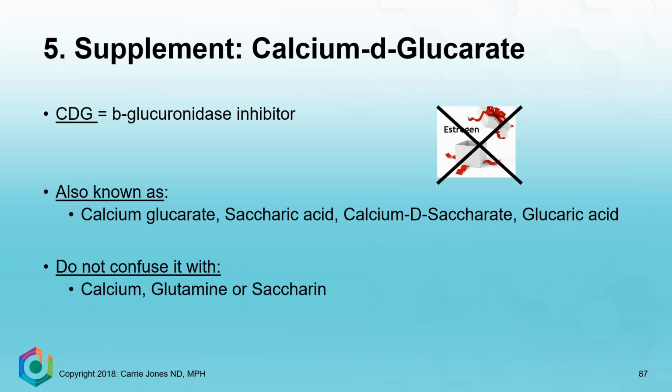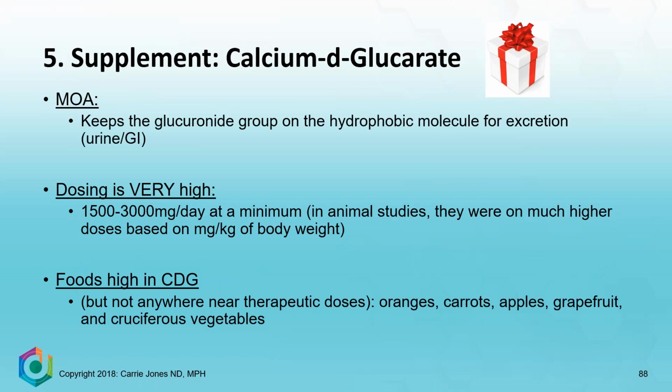And then we go on to calcium D-glucarate. So people say, well, okay, pre and probiotics, got it. What about other supplements? So calcium D-glucarate. Calcium D-glucarate is a beta-glucuronidase inhibitor. So it's known as a couple other things. Please don't confuse it with calcium. Calcium D-glucarate acts differently than calcium does. And what it does is it basically keeps the bow on the box and keeps estrogen inside. So the fancy mechanism of action is that it keeps the glucuronide group on the hydrophobic molecule for excretion. So, which is much easier to say. It keeps estrogen in the box and keeps the bow on tight. That's what calcium D-glucarate does.